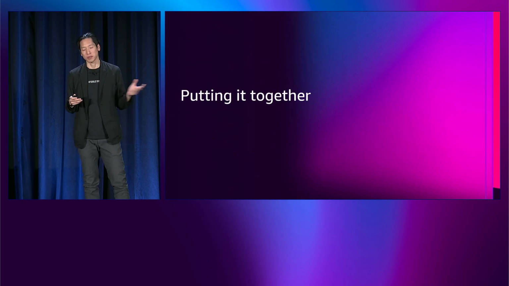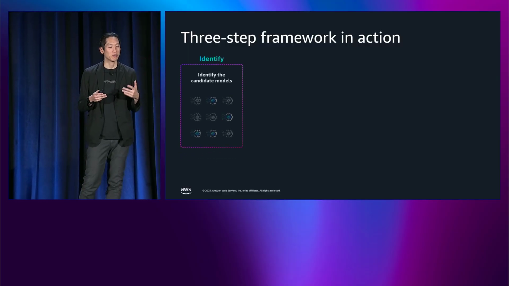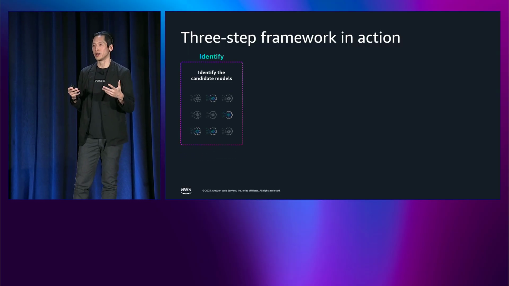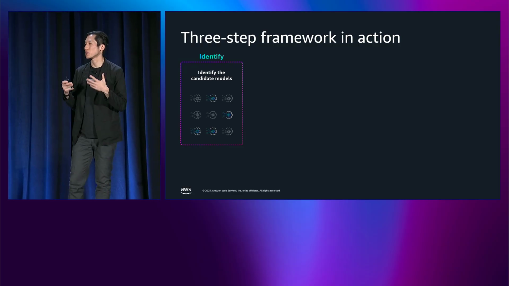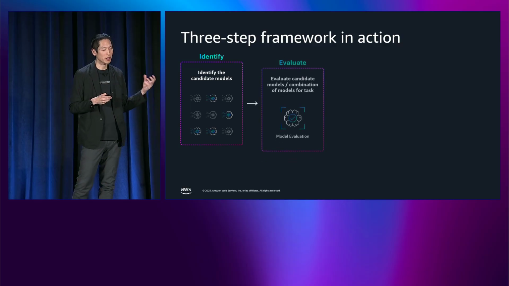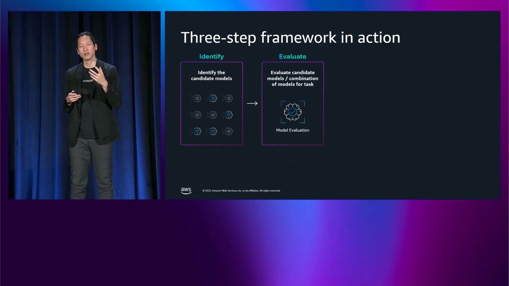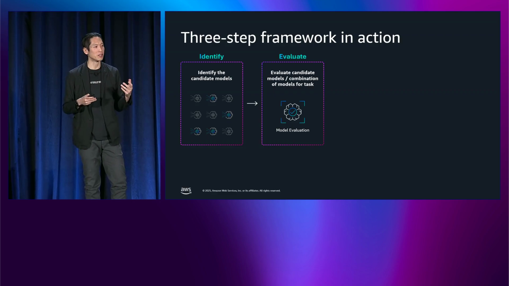Now let's review and just put it all together. In our 3-step framework in action, we start with the identify stage. You have a library of models that you want to look at. You review the general benchmarks that are out there, the modalities, and then you select from there the models you want, and you evaluate these models against your specific use case, against the golden data set that you've created.